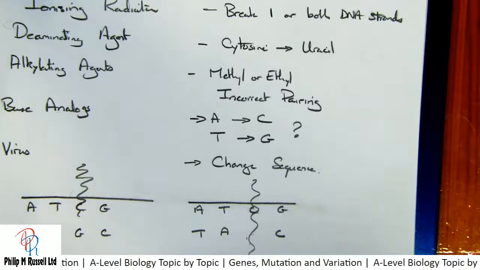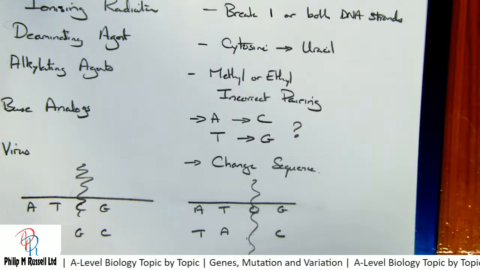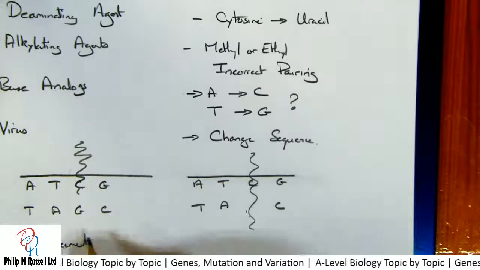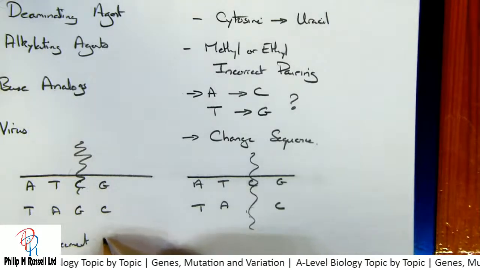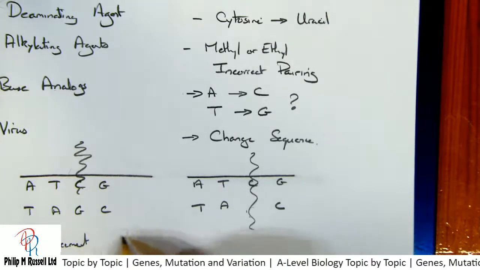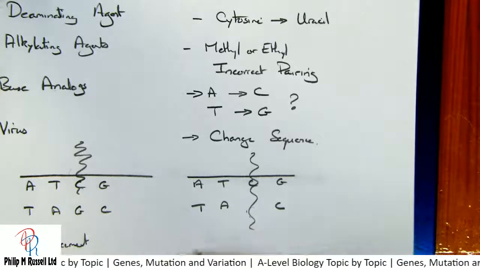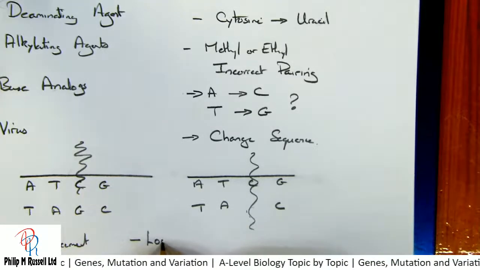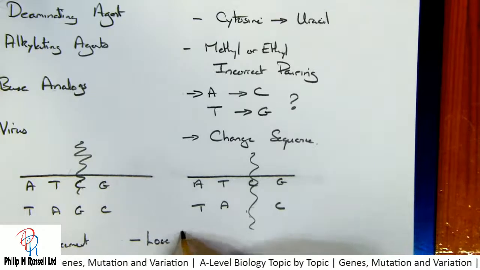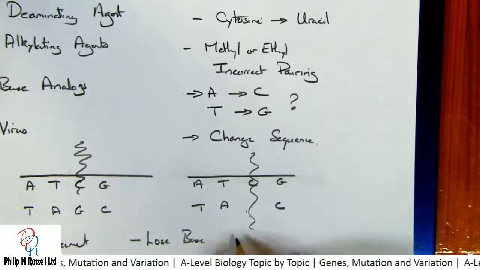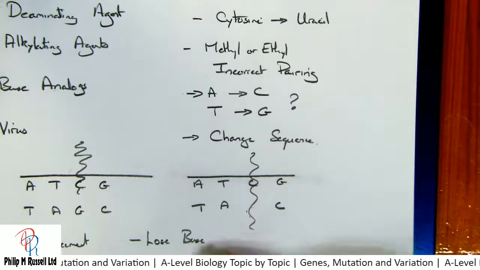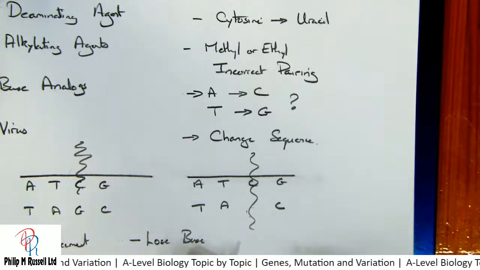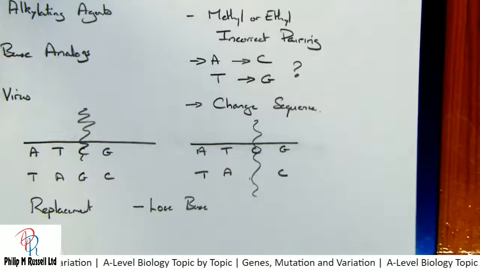So ionizing radiation is going to change one or both strands, and when we've got this, we can either end up with a replacement, which is basically a substitution, or we could lose the base altogether, and that causes interesting problems.